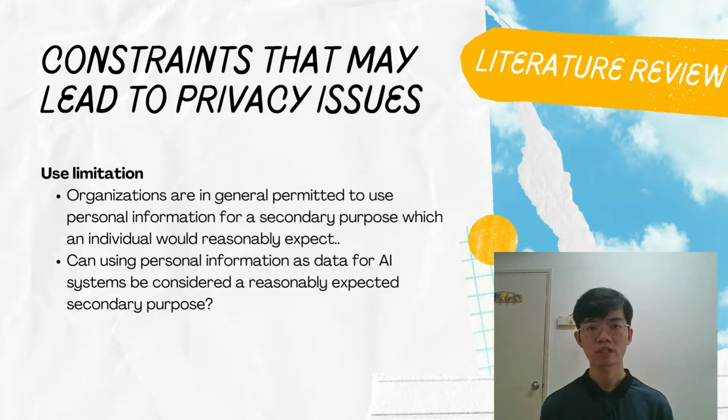This poses the question of whether using personal information as data for AI systems can be considered a reasonably expected secondary purpose, considering the outcome would often be unknown to the individual because AI can reveal new potential uses of the information.